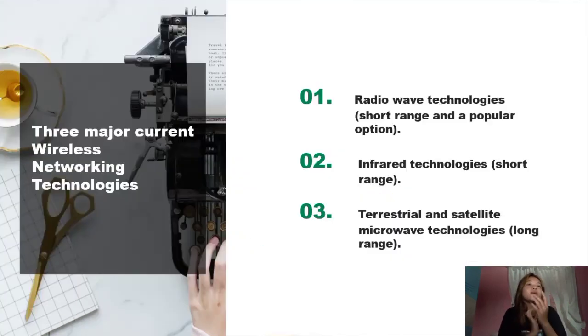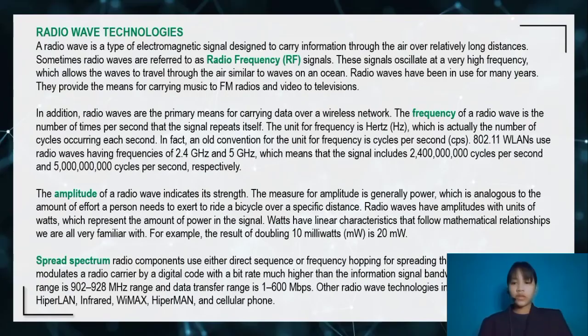So what are the major current wireless networking technologies? Number one, radio wave technologies, short range and a popular option. Number two, infrared technologies, short range. Number three, terrestrial and satellite microwave. And now let's talk about radio wave technologies.